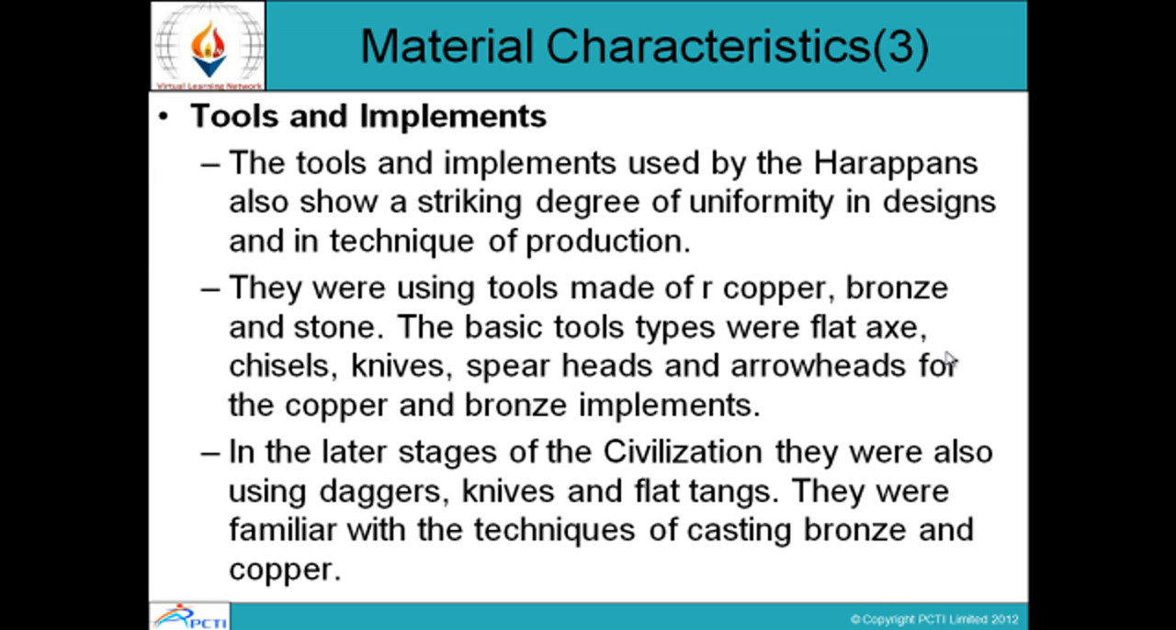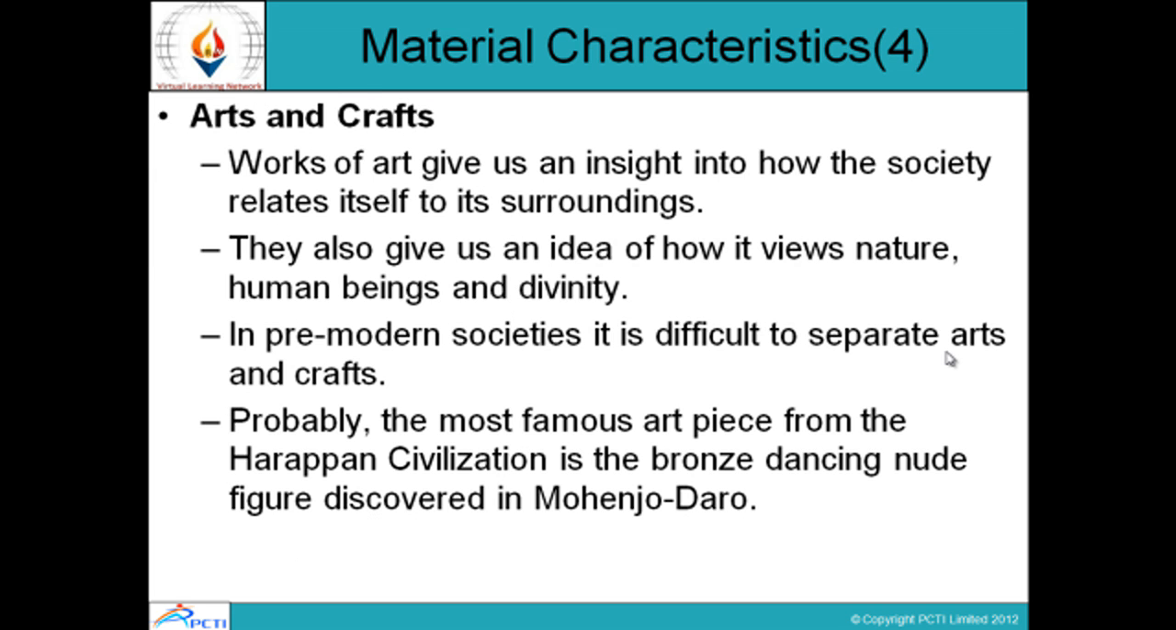They were using tools made of copper, bronze and stone. The basic tool types were flat axes, chisels, knives, spearheads, and arrowheads for the copper and bronze implements. In the later stages of the civilization, they were also using daggers, knives, and flat tangs, and they were familiar with the techniques of casting bronze and copper as well.